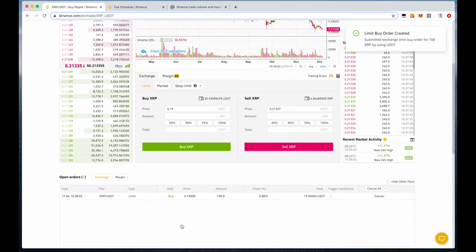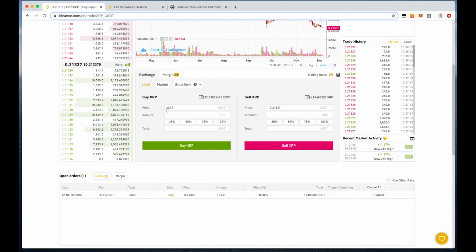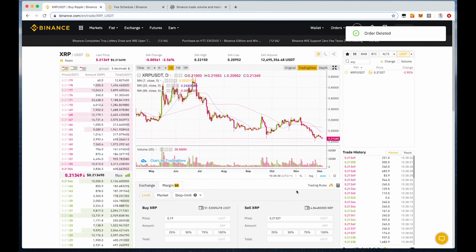Then I click buy. As you can see, because it's a limit order, it will only get executed if the price drops to 19 cents. You can see here it goes into the order book and stays open until the price reaches 19 cent. Then the order will get filled and I will have my XRP. I could of course cancel my order at any time. If I want to cancel it, I just click cancel and that's it.